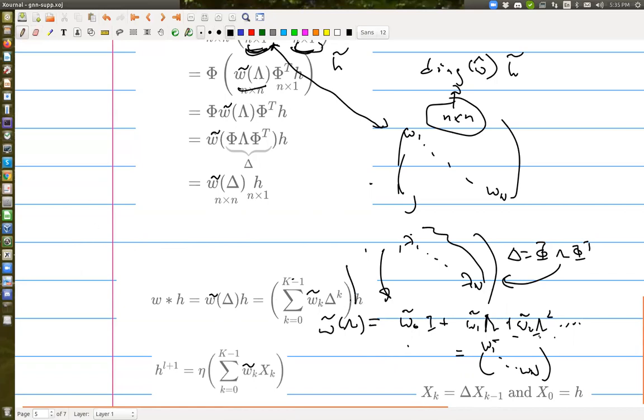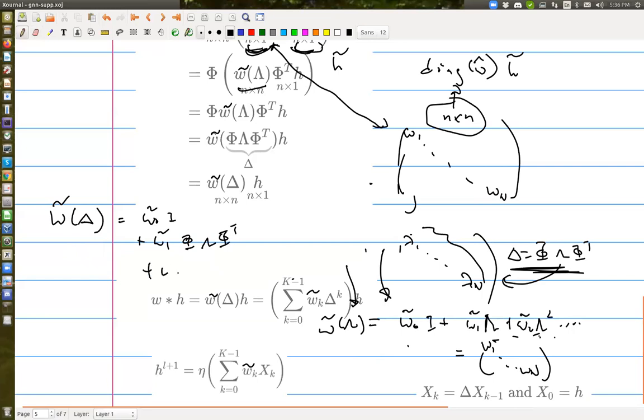Now, instead of Λ, if I have Δ, what do I get? Note that Δ has the eigenvector matrix Φ, and Λ are the eigenvalues of Δ here. So if I substitute Δ here, I should have Φ (W0 tilde I plus W1 tilde Δ. Δ is Φ Λ Φ transpose, right?